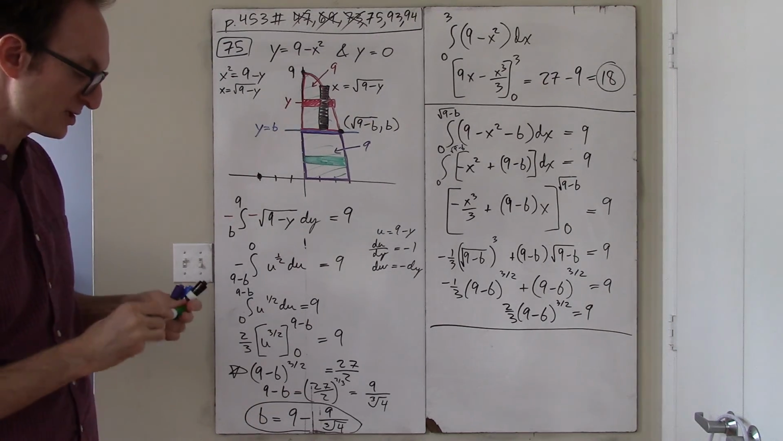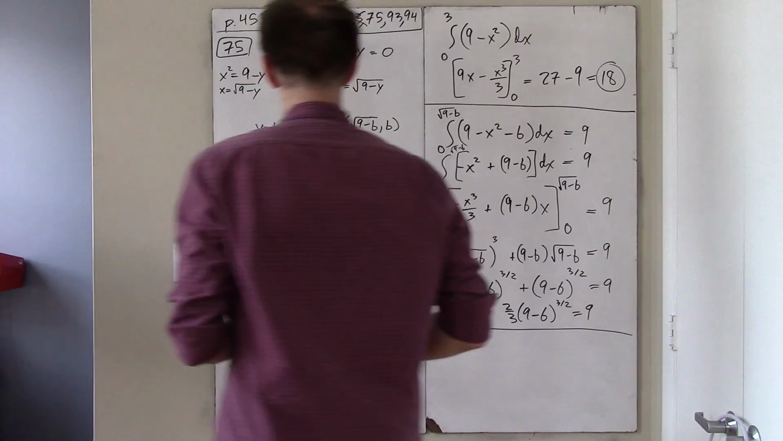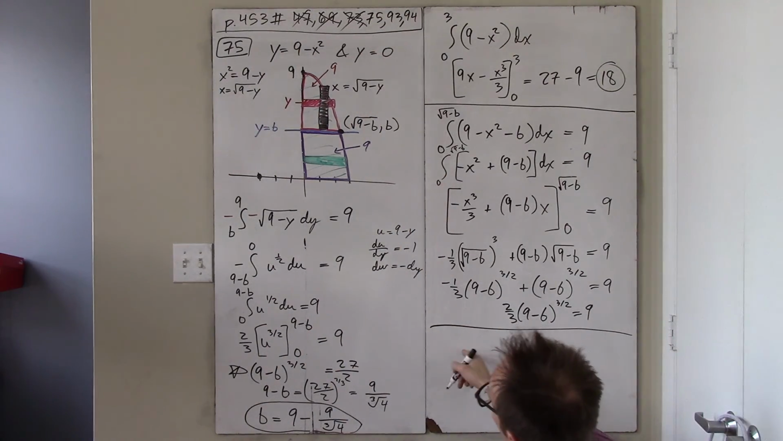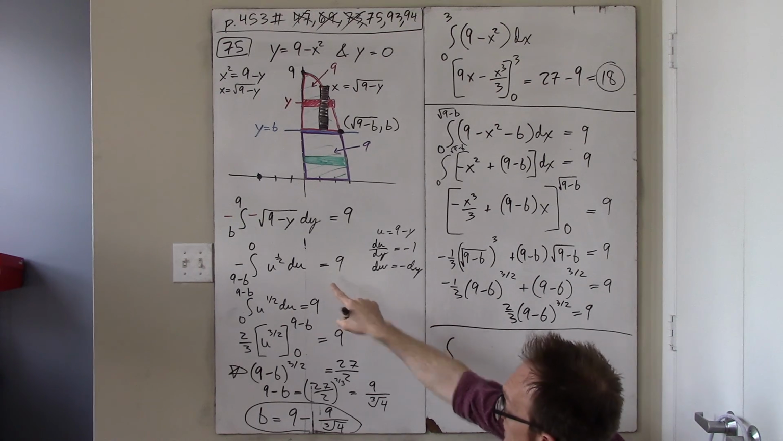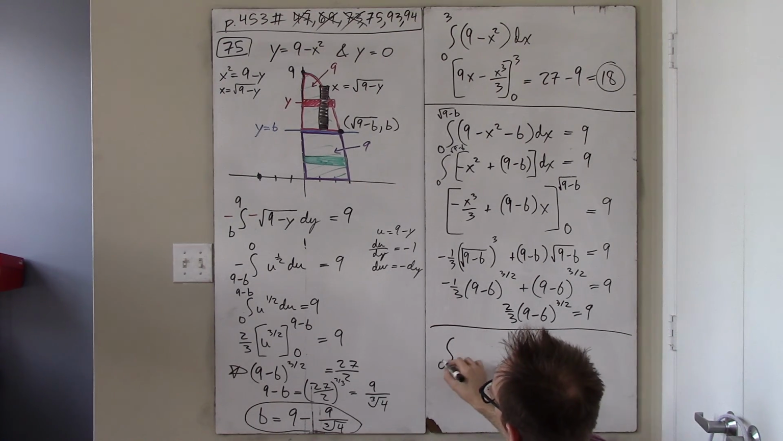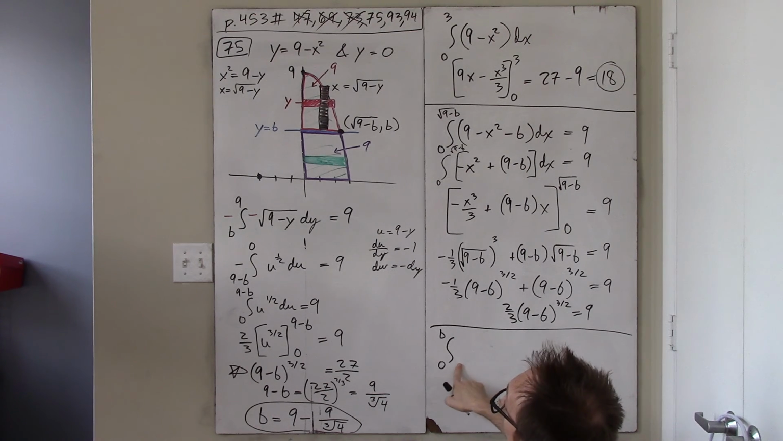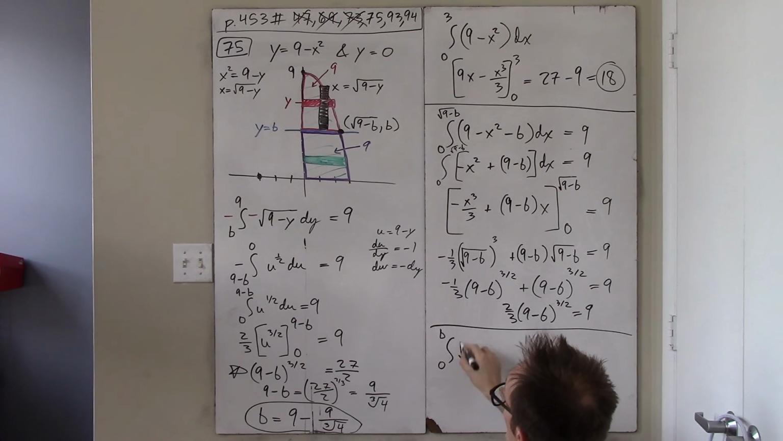And so the other way to do this problem, I guess this is the third way, that should also work out, would be to integrate up the y-axis. This would have been probably easier than what I did over here, I'm not really sure. From 0 to b, yeah, this was easier. Take the integral from 0 to b, up the y-axis, of root 9 minus y dy.